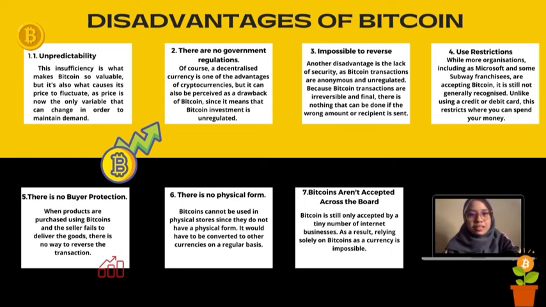Number 4, use restriction. While more organizations, including Microsoft and some software franchises, are accepting Bitcoin, it is still not generally recognized. Number 5, there is no buyer protection. When products are purchased using Bitcoins and the reseller fails to deliver the goods, there is no way to reverse the transaction. Number 6, there is no physical form. Bitcoins cannot be used in physical stores since they do not have a physical form. It will have to be converted to other currencies on a regular basis.